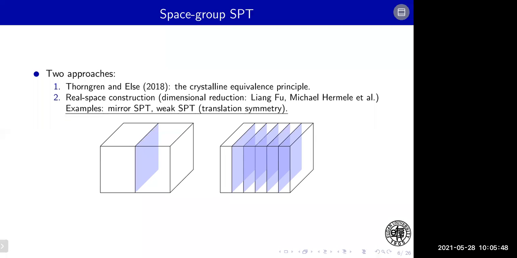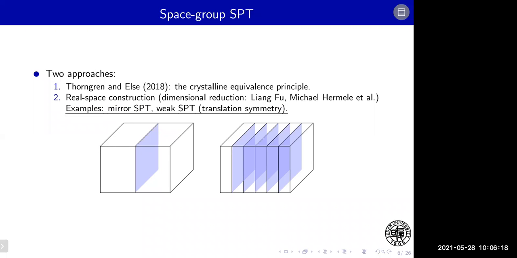We have 2 approaches to approach this problem. The first is to use the crystalline equivalence principle introduced by Ryan Thorngren and Dominic Else. I will talk about that in detail later. And the second approach is to use real space construction, which started from the method of dimensional reduction pioneered by Liang Fu and Michael Hermele et al.